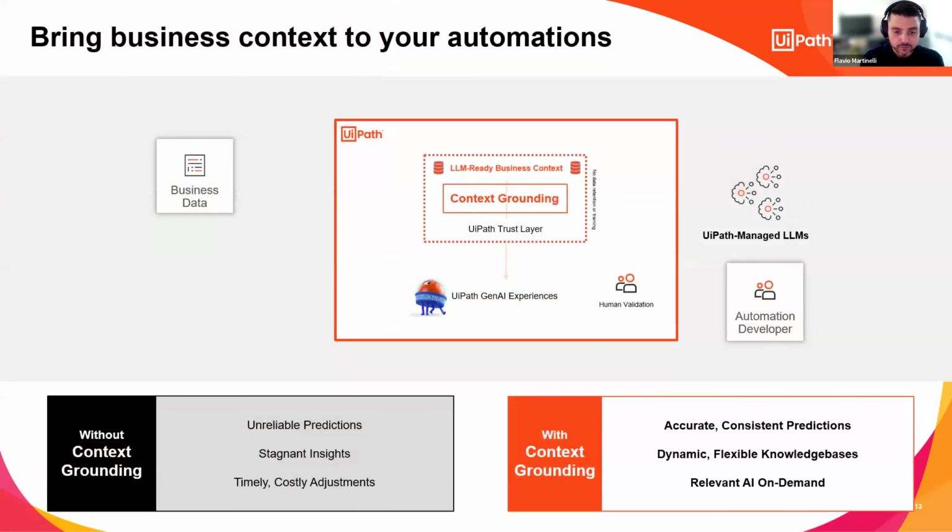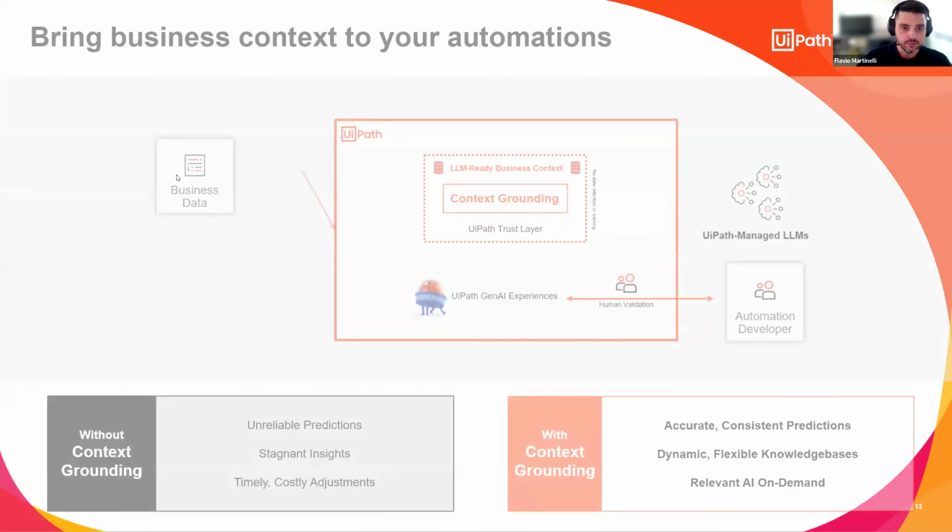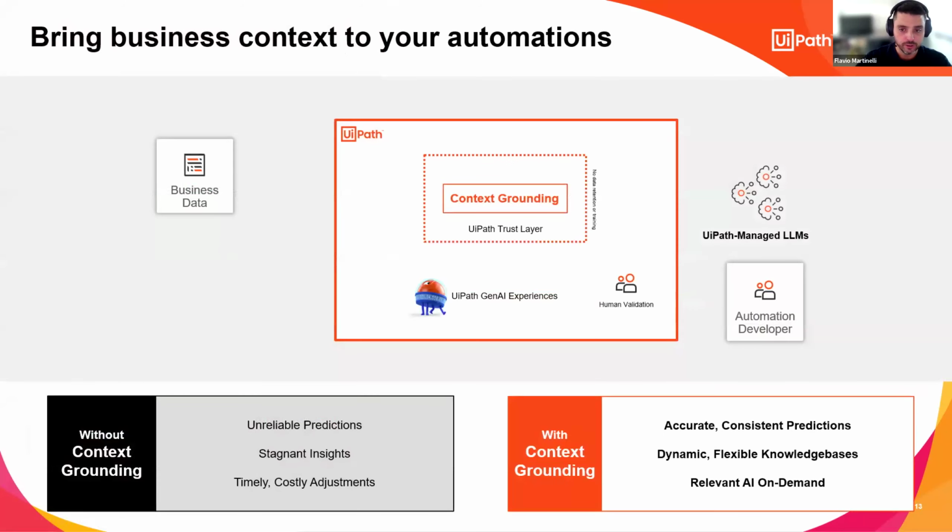What does it mean? We already talked about context grounding. We take business data inside our platform. Oh, sorry, the animation is not working. Anyway, we take business data in our context. These business data are ingested and analyzed by our LLMs. These LLMs then become ready for our business, and so we can use GenAI to interrogate and ask questions, and it will provide more and more precise answers.